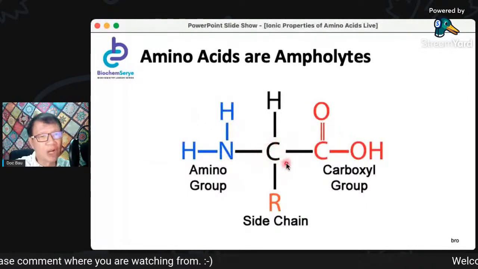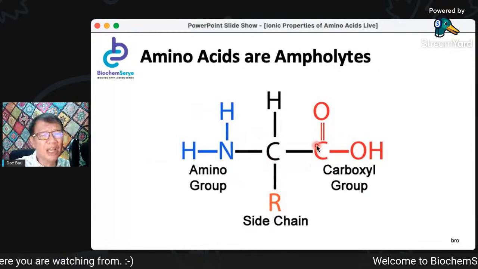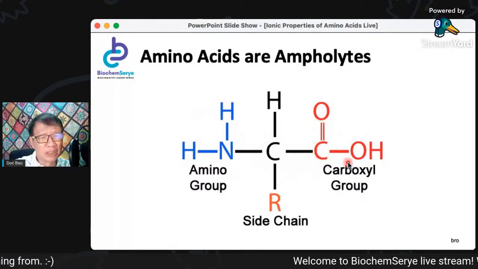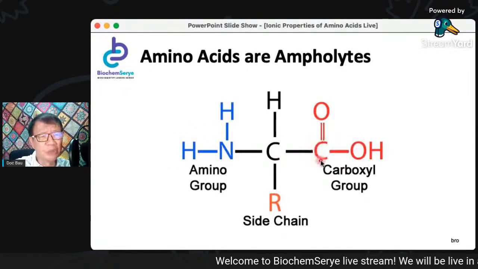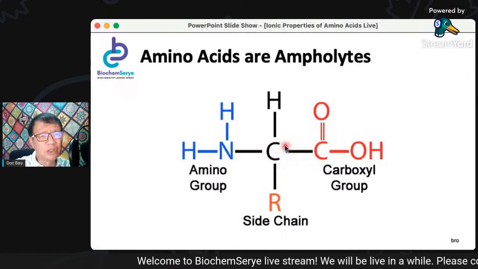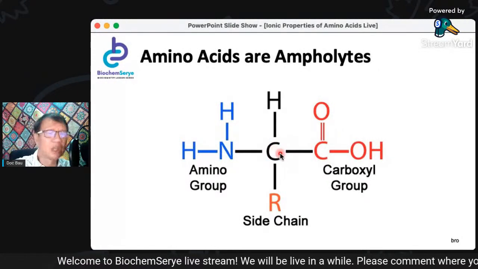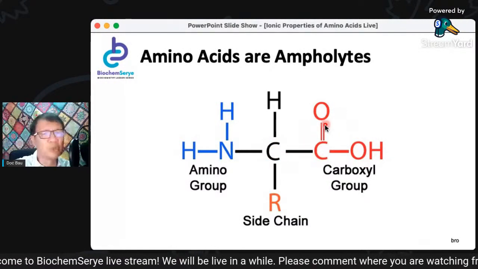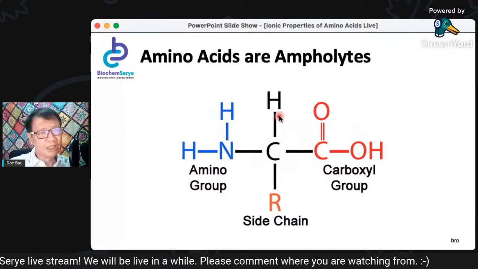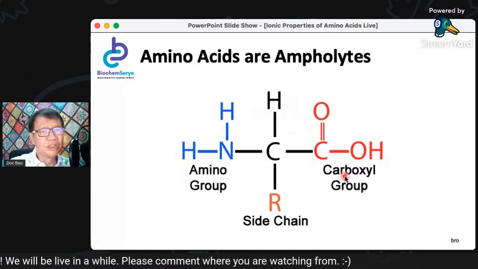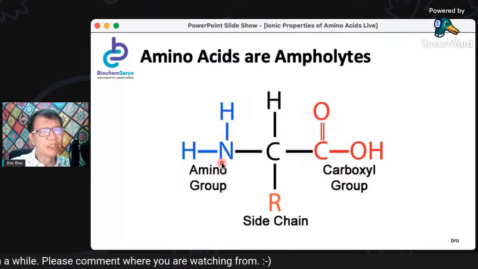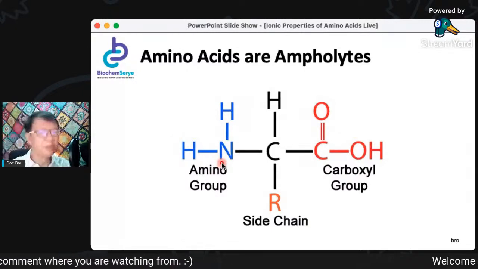This is your alpha carbon. This is not carbon 1. Carbon 1 is always the carboxylic carbon. So this is carbon 1, this is carbon 2, but this is your alpha carbon. The alpha carbon is the carbon that is attached to the carboxylic carbon. Then aside from that, you have your hydrogen. These three substituent groups are present in all amino acids.